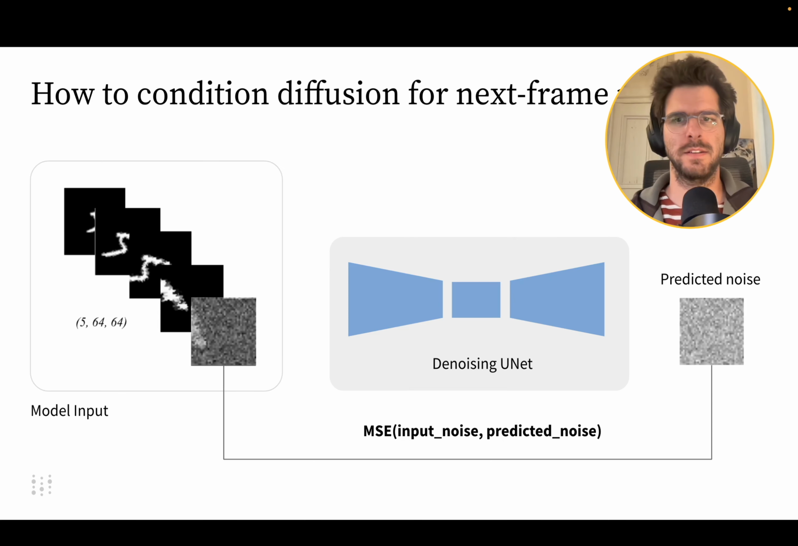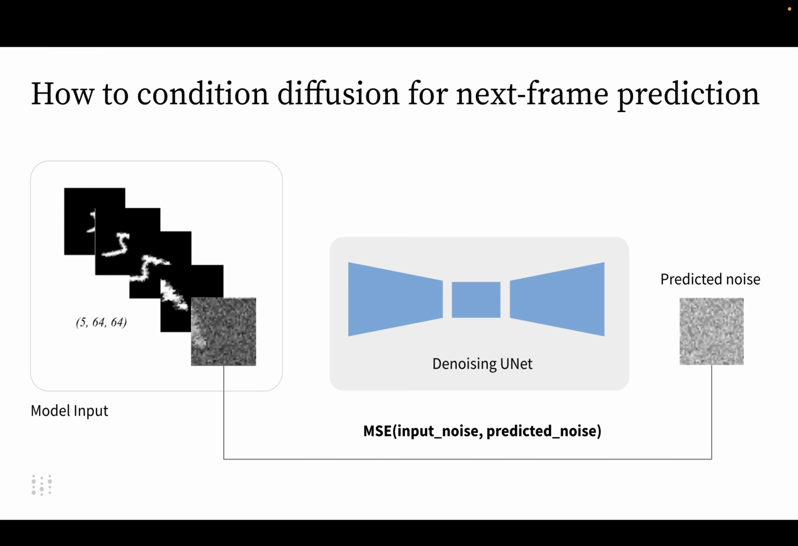So now the training process looks like this. We feed the UNet this fat tensor that contains the past frames and the noisy last frame. The output of the model is the predicted noise on the last frame. And we train this model with mean square error, comparing the actual noise with the predicted noise.